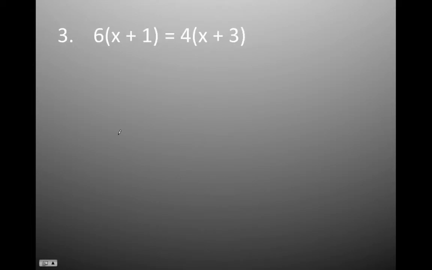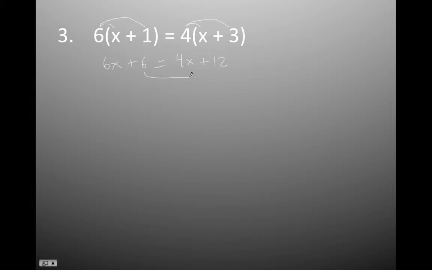Now we have 6 times (x plus 1) equals 4 times (x plus 3). Distribute property first, for step 1. So we're going to distribute. We have 2 sets of parentheses, so we've got to do it twice. 6 times x, 6x. 6 times 1, 6. Equals 4 times x, 4x. 4 times 3, 12.